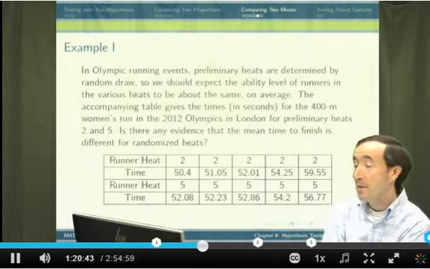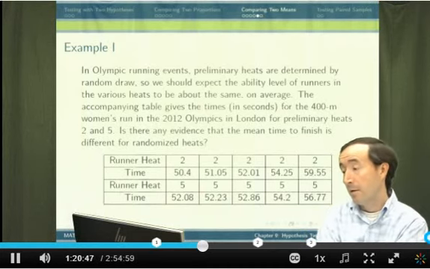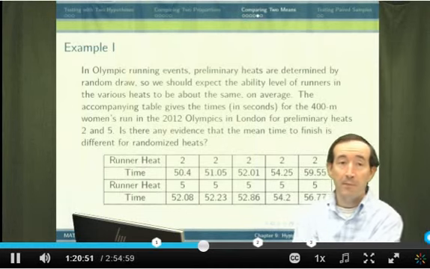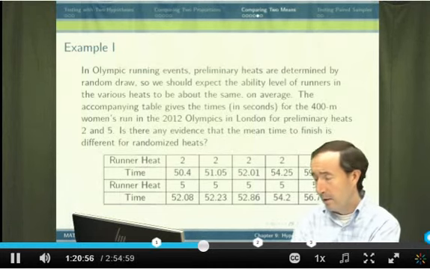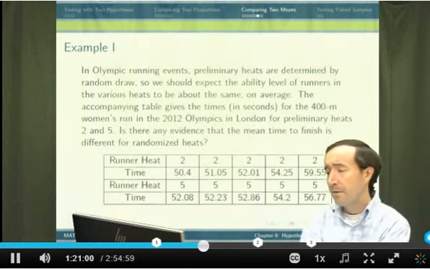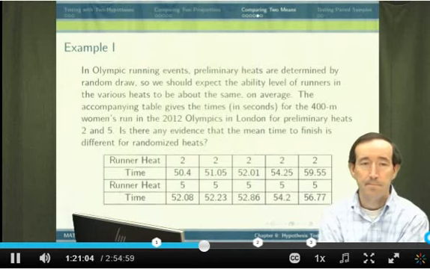This table gives the times in seconds for the 400 meters women's run in the 2012 Olympics in London for the two preliminary heats, the second one and the fifth one among the group. I forget how many there were. I think there were about 10 or so. Is there any evidence that the mean time to finish is different for the randomized heats?